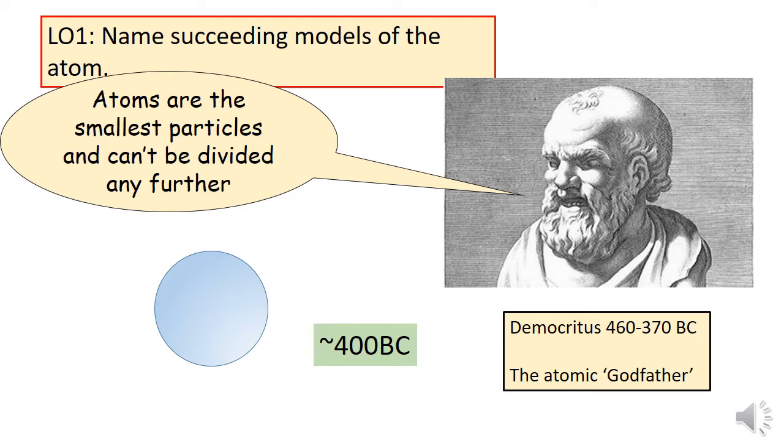Therefore, if a stone was continually cut into smaller and smaller pieces, at some point the pieces would become so small they would be indivisible. He called this atomos, for indivisible in Greek. His idea was rejected by Aristotle, another famous Greek philosopher, and ignored for the next 2,000 years.